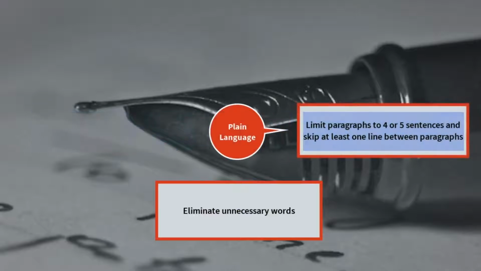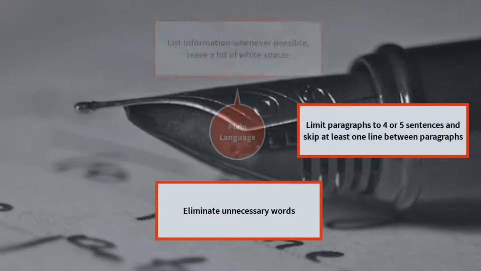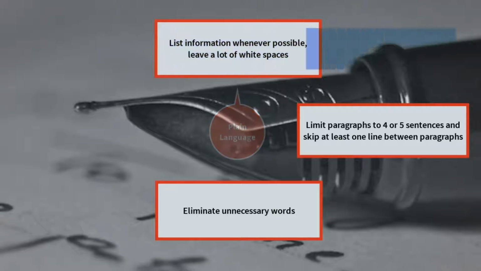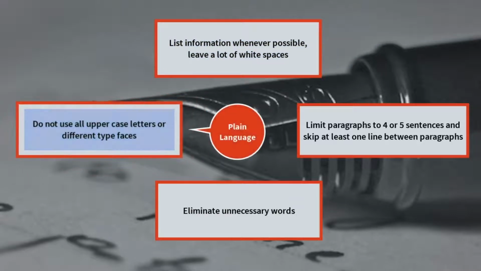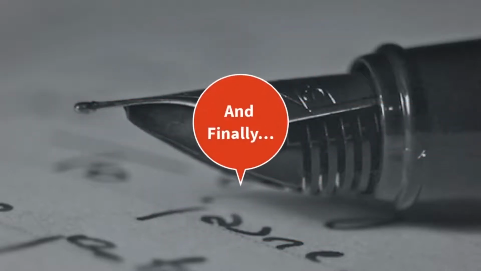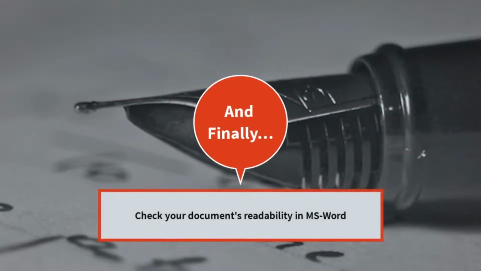Limit paragraphs to 4 or 5 sentences, and skip at least one line between paragraphs. List information whenever possible. You can use bullets to summarize essential items. Also, leave a lot of white spaces within paragraphs. Do not use all uppercase letters or different types of fonts. This makes information for patients difficult to read and understand. Once completed, you can check your document readability in Microsoft Word.